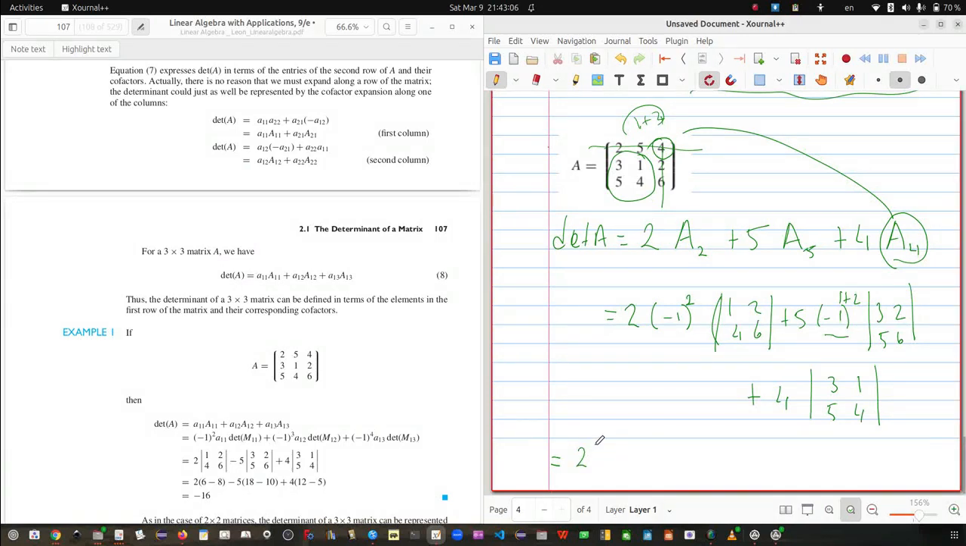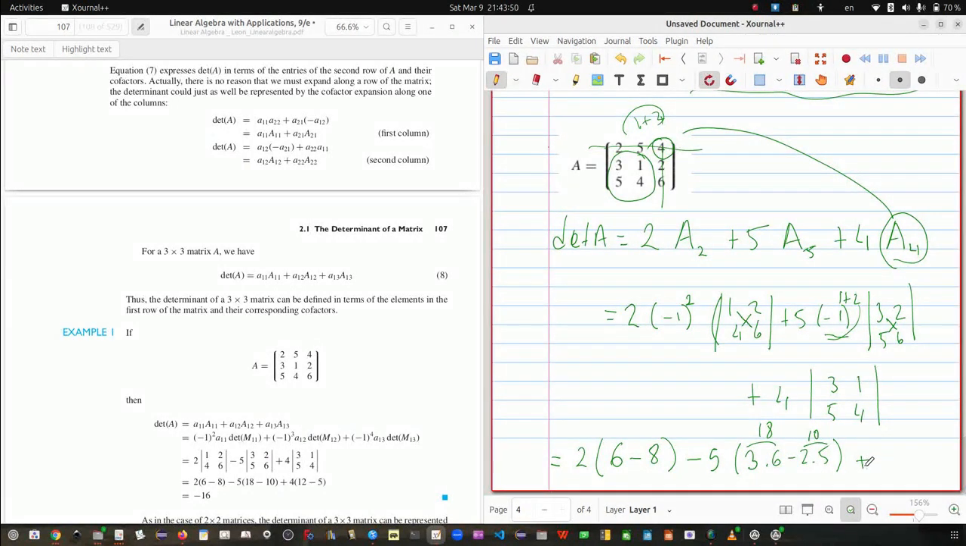So now this means 2 times the determinant of this small matrix, which is 6 times 1 minus 2 times 4. So it means 6 minus 8. Then comes 5. But of course, the cofactor sign is coming as negative. So minus 5 times 3 times 6 minus 2 times 5. Right? Yes. And this means 10. And this means 18.